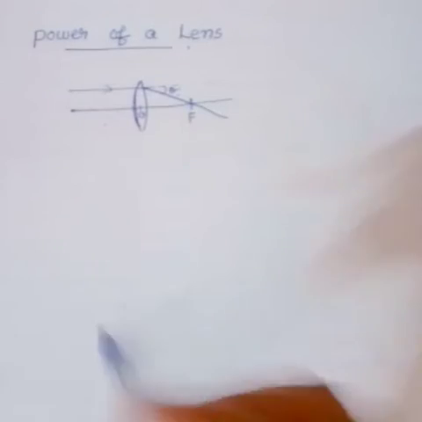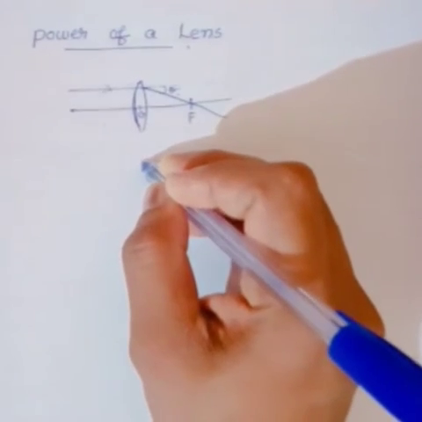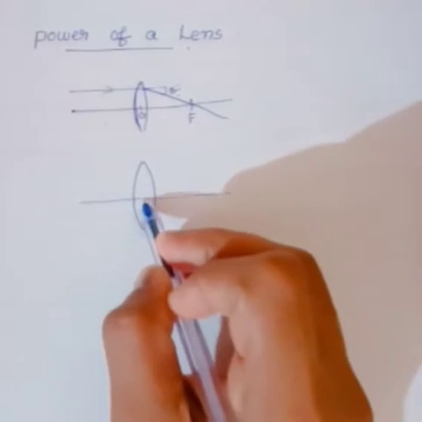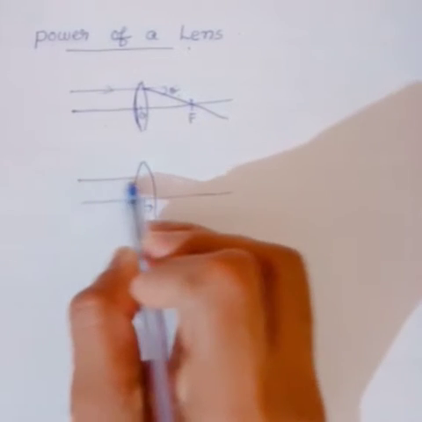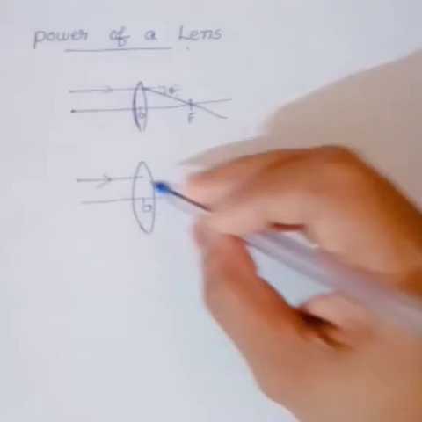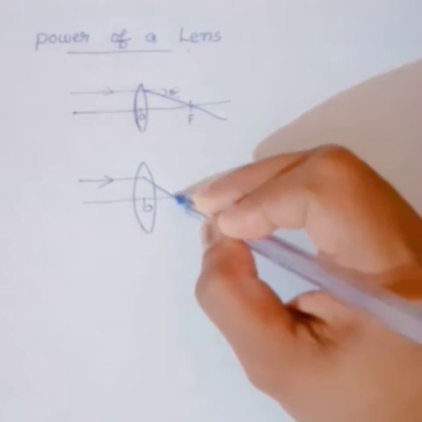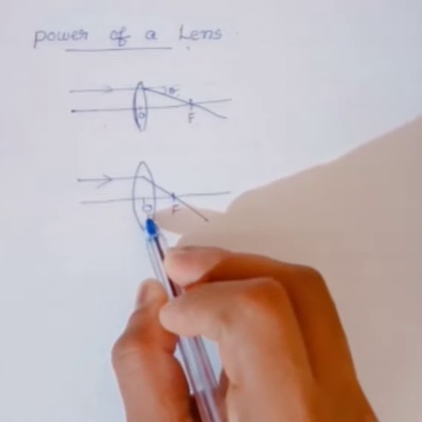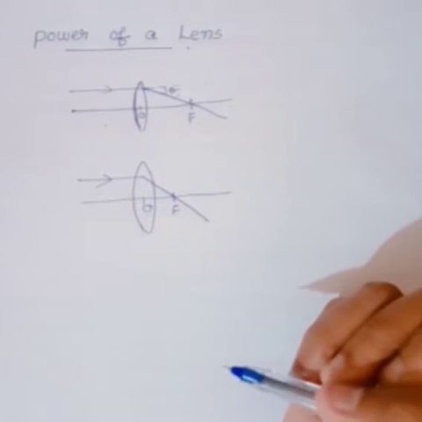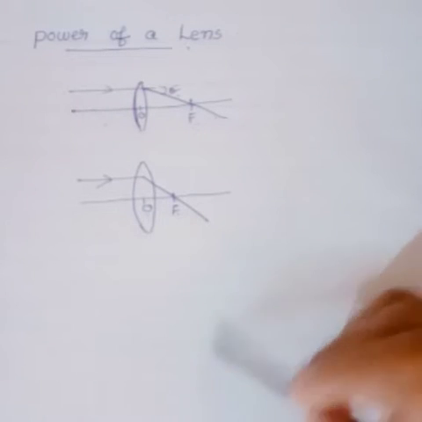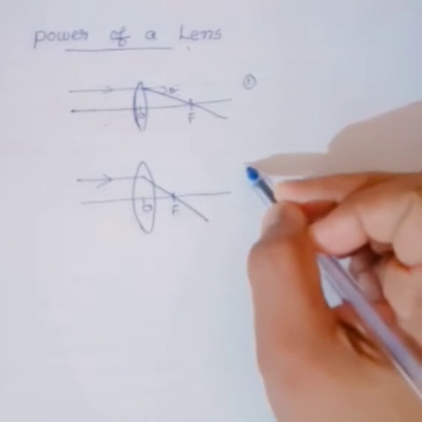Then I have drawn another convex lens. This is the optical center. When a ray of light parallel to the principal axis passes through the focus after refraction, this one is the focus. The distance between the optical center and the focus is the focal length. Now you have to compare these two ray diagrams. This is the first case, and this is the second case.